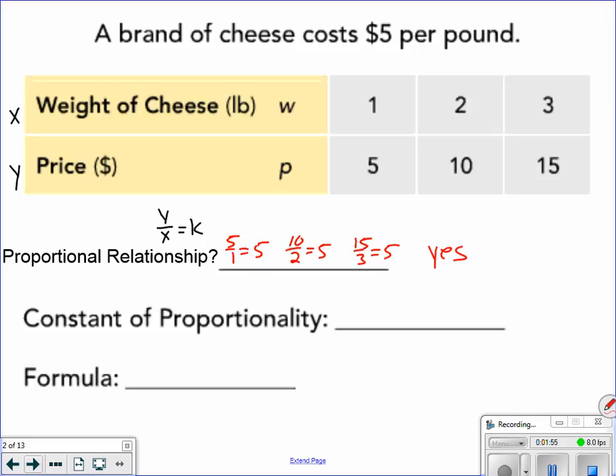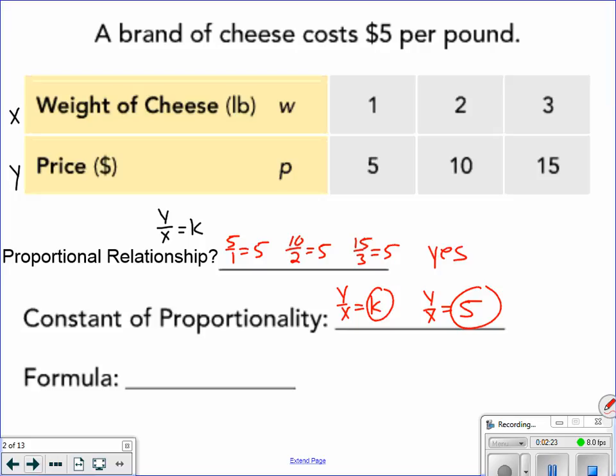Okay? Now our constant of proportionality, again, when we do Y over X equals K, our constant is this. So in this case, our constant for each one of these was 5. So in this case, Y over X always equals 5. So 5 is your constant of proportionality.